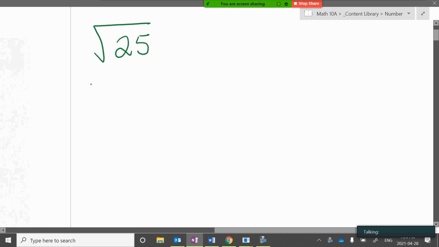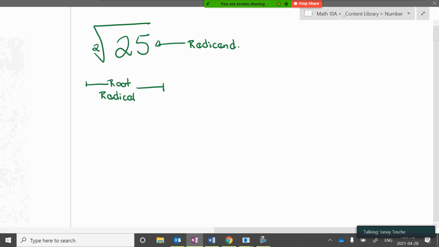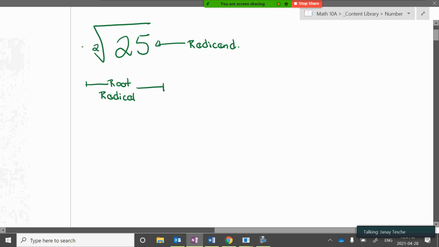No? Okay, that's okay. The whole thing we would call a root or a radical. The 25 specifically, you would call the radicand. I could, if I wanted to, put a little 2 right here. Do you guys remember that? But if I don't want to, that's also totally fine for the square root symbol. We assume if there's not a number there, it's a 2. That 2 we call our index.